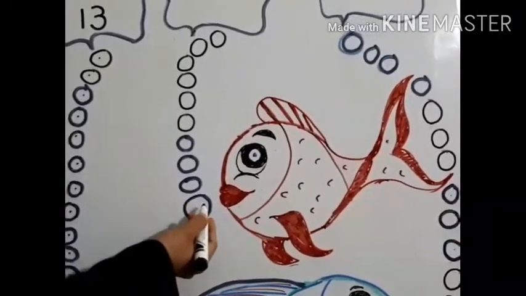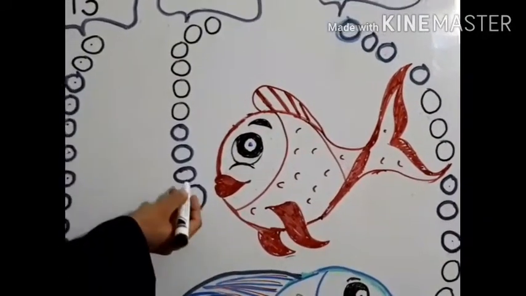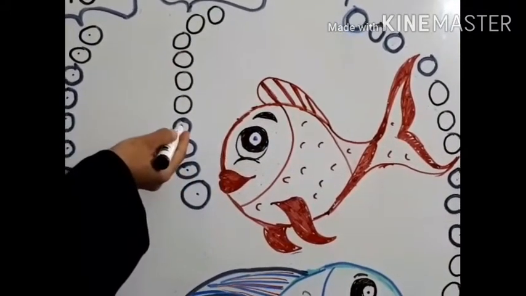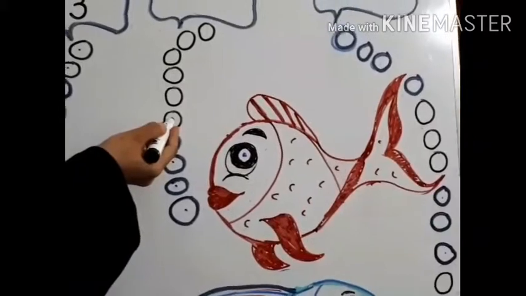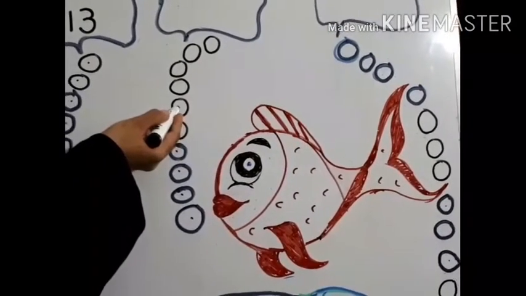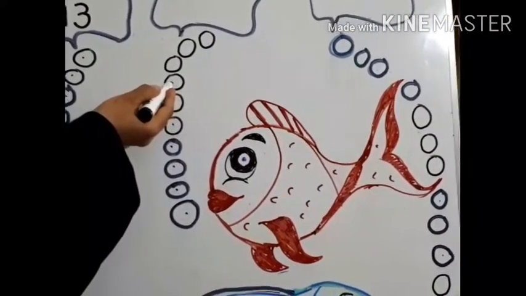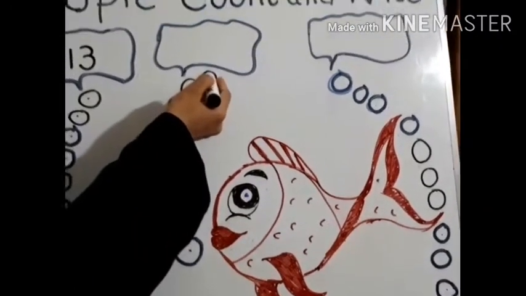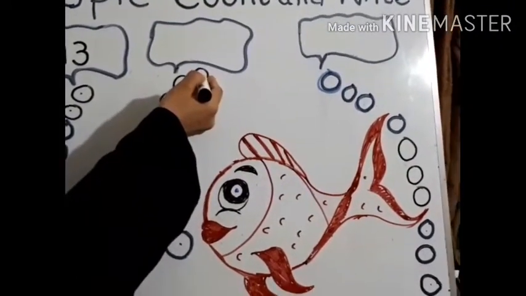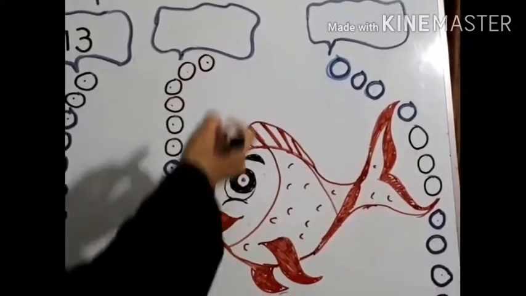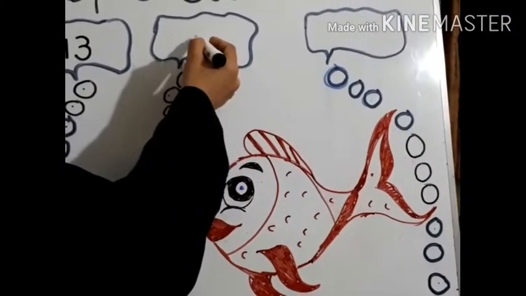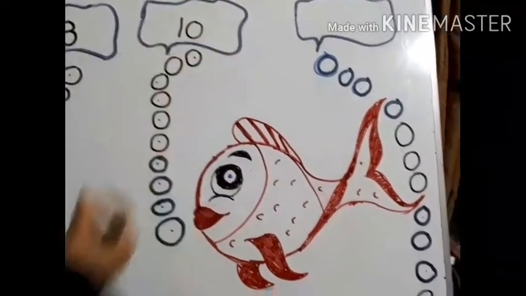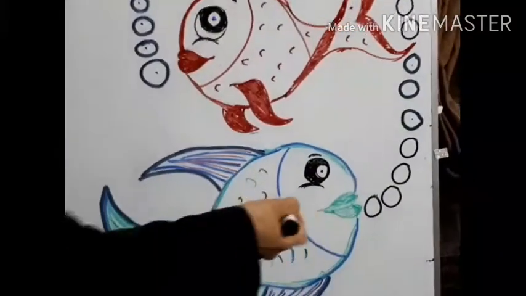Start counting the bubbles with me. 1, 2, 3, 4, 5, 6, 7, 8, 9, 10. How many bubbles are here? 10. So we will write 1, 0, 10 in the given box. Here we have our last fish.